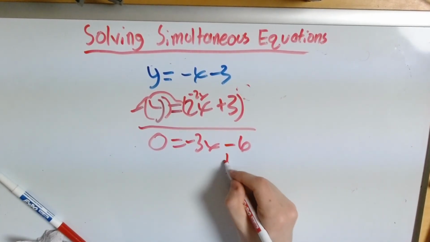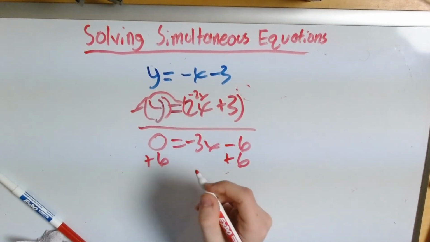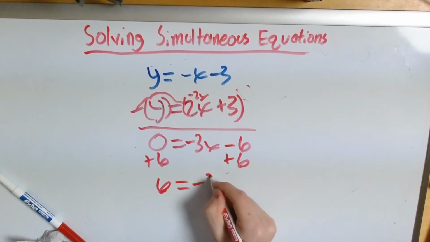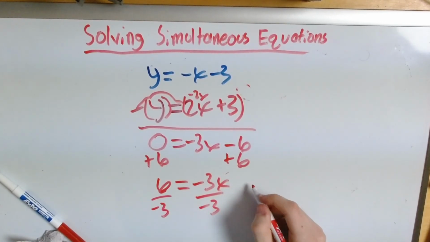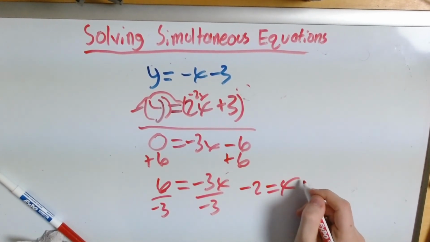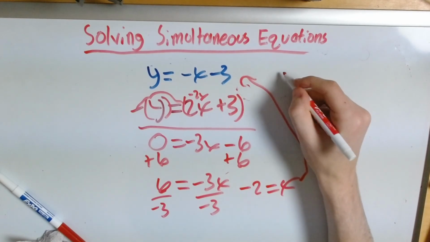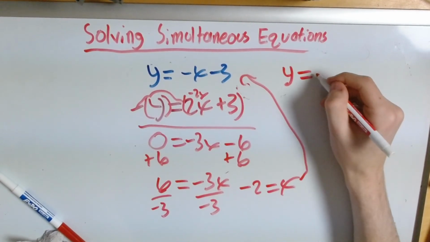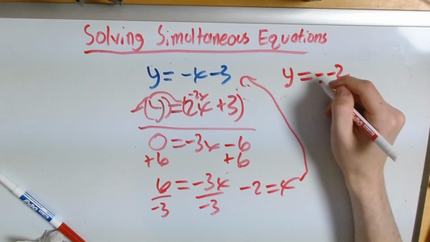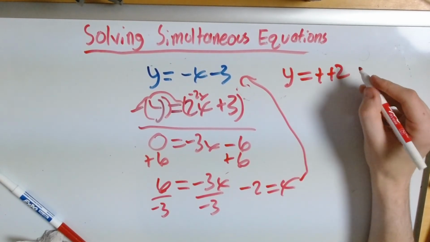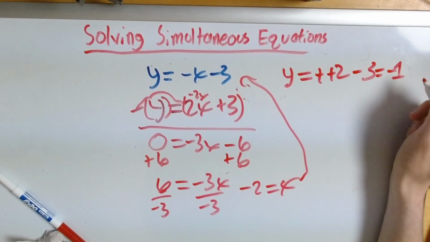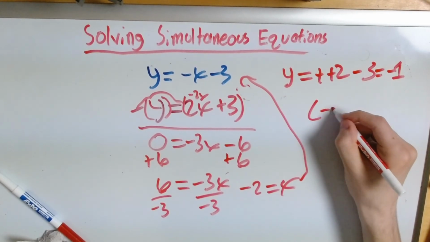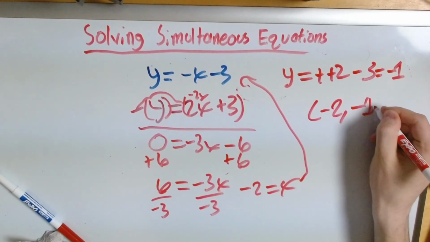I want to get x by itself, so I'll add 6 to both sides. Then I'll divide by negative 3. I'll be left with negative 2 as x. I'll substitute that back into my original equation. So I have negative 2. Of course, a negative is actually a positive. Minus 3. So 2 minus 3, well, that's just negative 1. So the point of intersection is negative 2, negative 1.